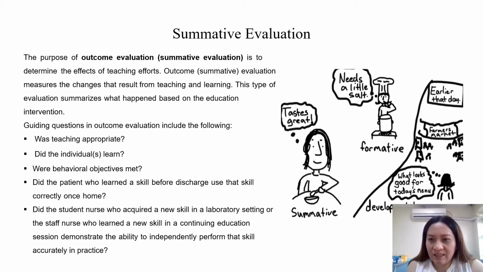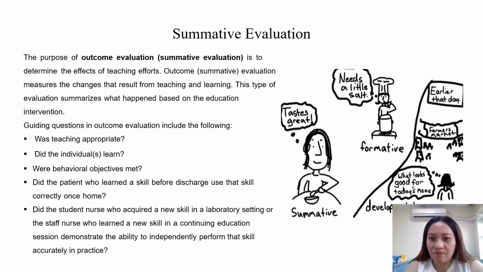So as you can see in the picture, the ones that I pasted. So if you say formative, while you are cooking, you try to check before you end the cooking, you have to try to test and check. So according to the picture, it needs a little salt. So you evaluate during the process, you tend to address immediately the concern at that moment. So then you add salt.